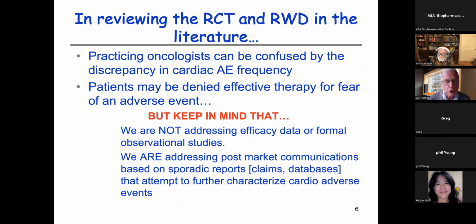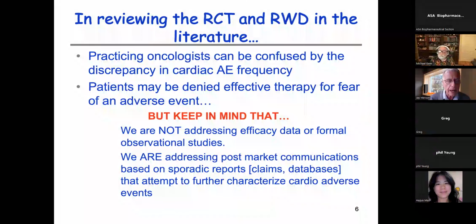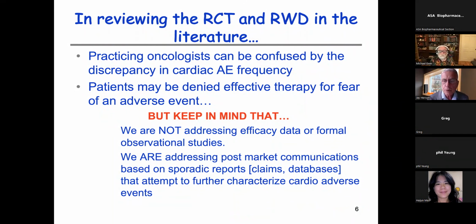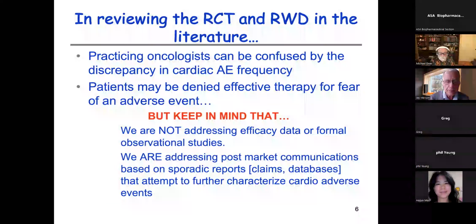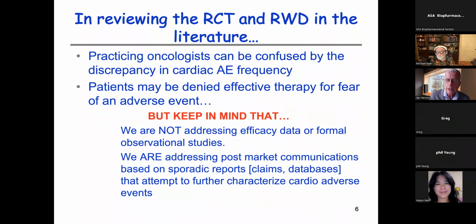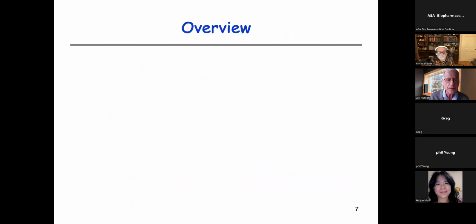Observational studies are also real-world data. We're not talking about that. We're talking about post-market communications based on sporadic reports. Those would be from insurance claims and other databases, and I'll describe those later. And these databases attempt to further characterize cardiac adverse events.